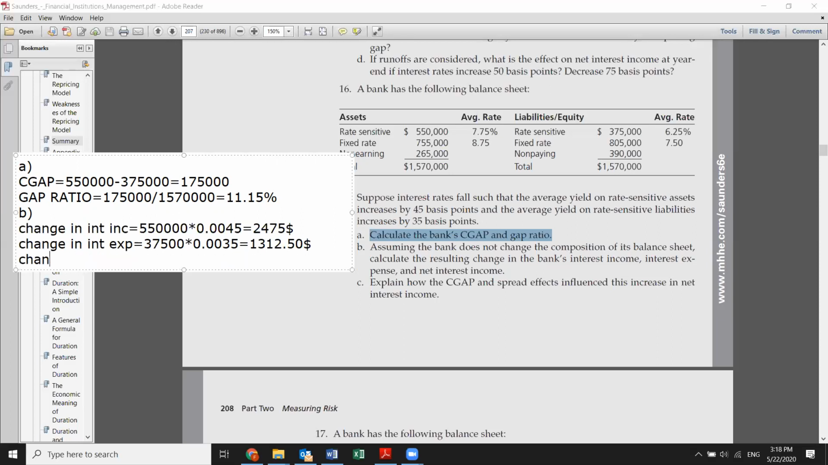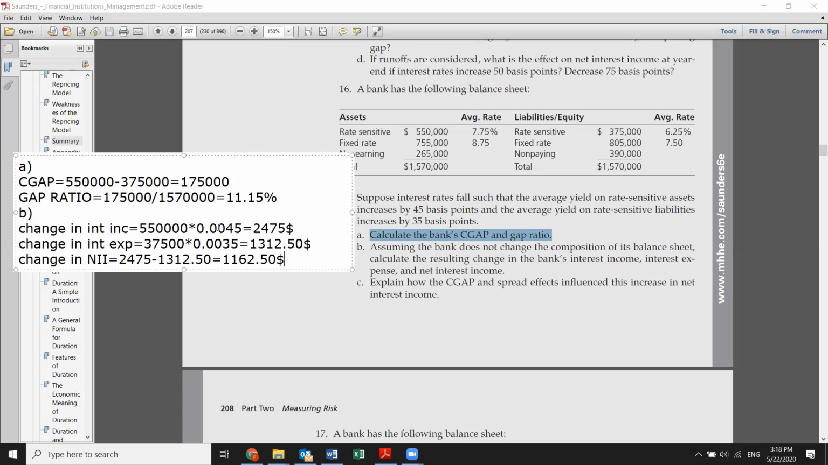And change in net interest income is equal to the difference, just the difference. 2,475 minus 1,312.50 gives $1,162.50.